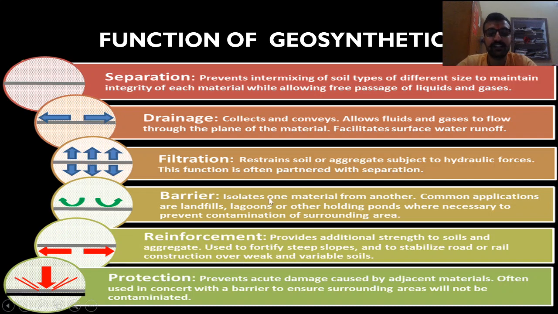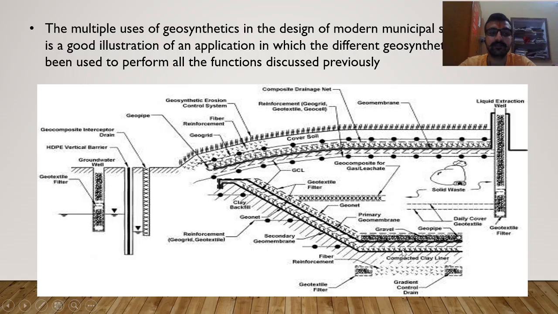Barrier isolates one material from another. Common applications are landfills, lagoons, or other holding ponds, where necessary to prevent contamination of the surrounding area. The next is reinforcement, which provides additional strength to soil and aggregate. Protection prevents acute damage caused by adjacent materials, often used in concert with a barrier to ensure surrounding areas will not be contaminated.